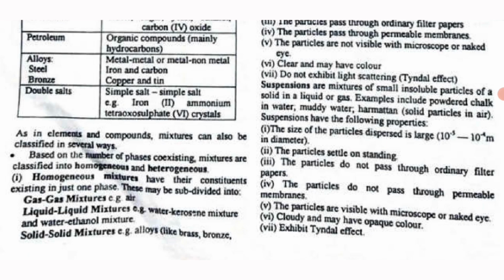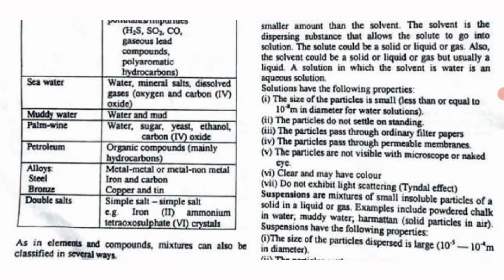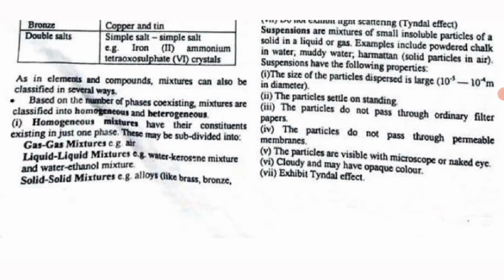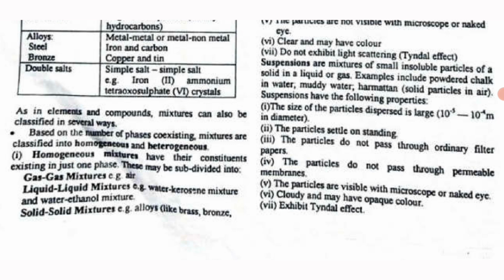Examples include powdered chalk in water, muddy water, harmattan. Suspensions have the following properties. Number one, the size of the particles dispersed is large. Don't forget, in solutions, the size of the particle is small, probably around 10 raised to the power minus 8. But in suspensions, we have 10 raised to the power minus 5 to 10 raised to the power minus 4 meter in diameter. The particles settle on standing, for example when they are centrifuged or even when they are left to cool down.